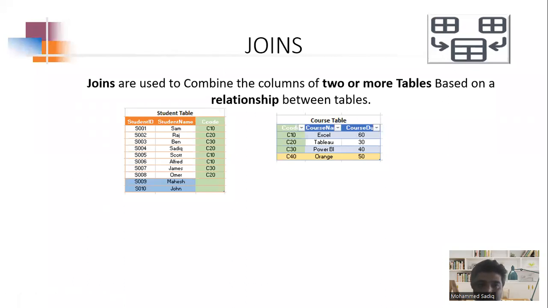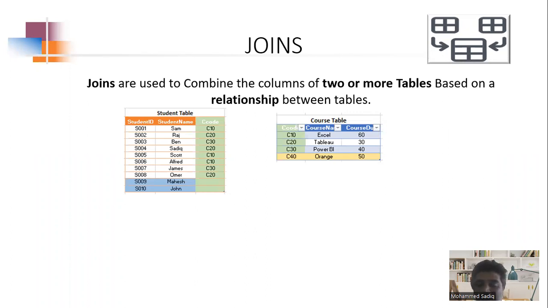See here, I have two different tables, the student table and the course table. Student has the information about the students, and it has a course code. And the course has the information about the course, and each course is identified based on the course code.